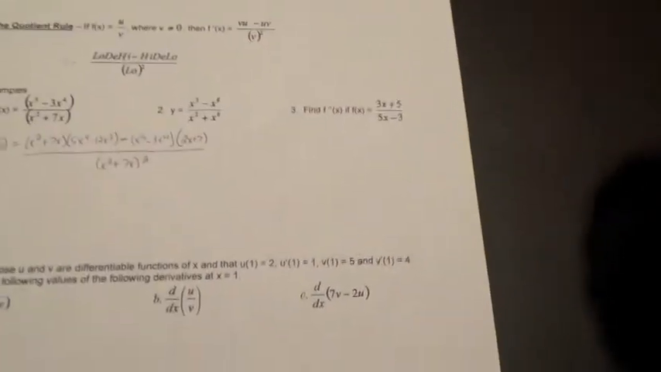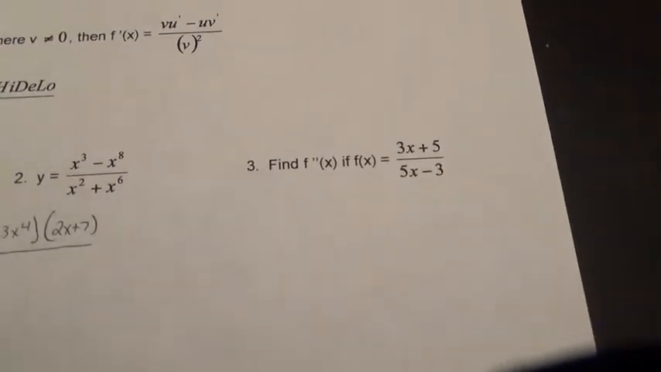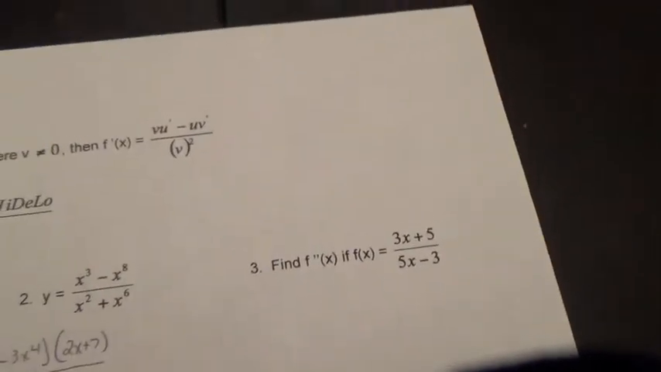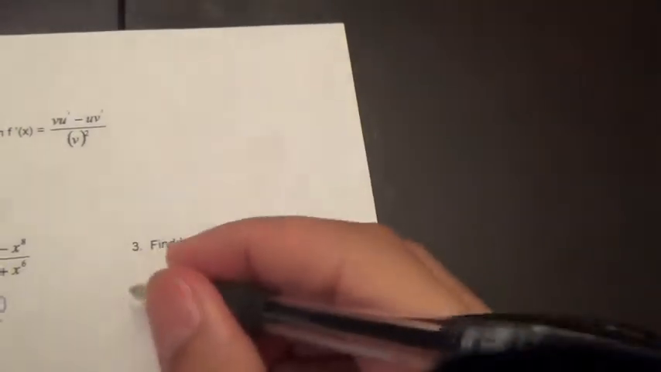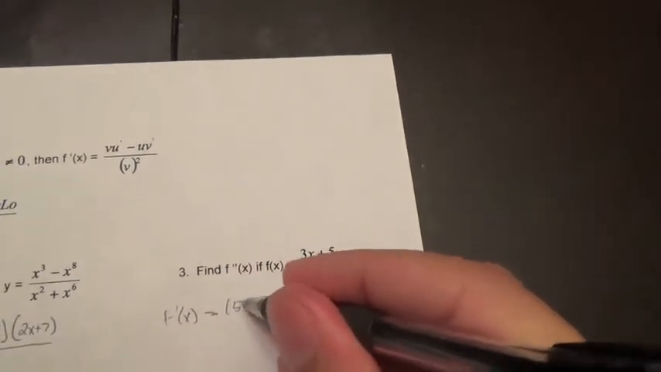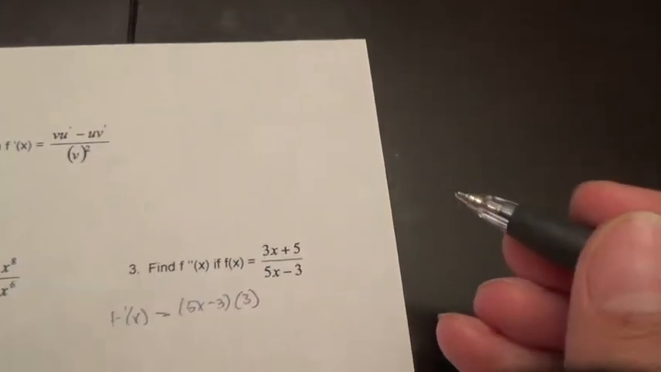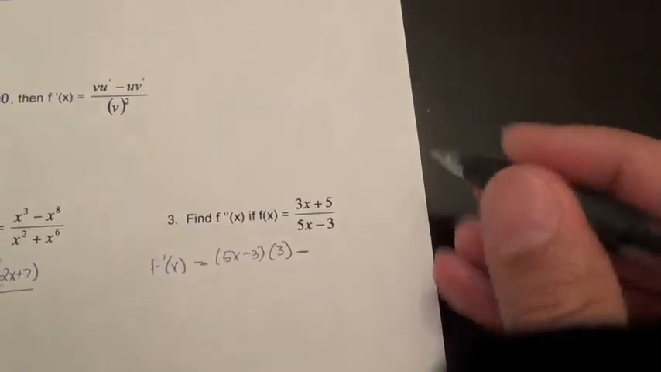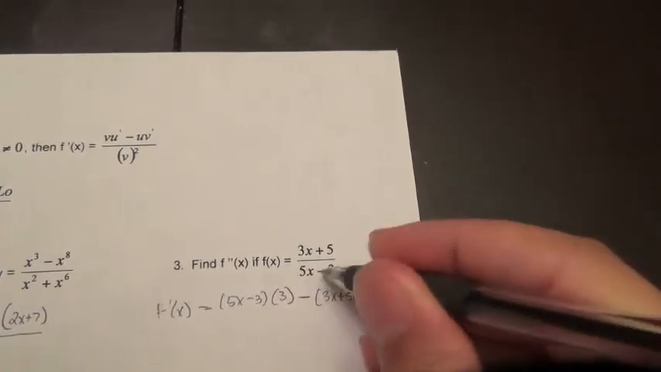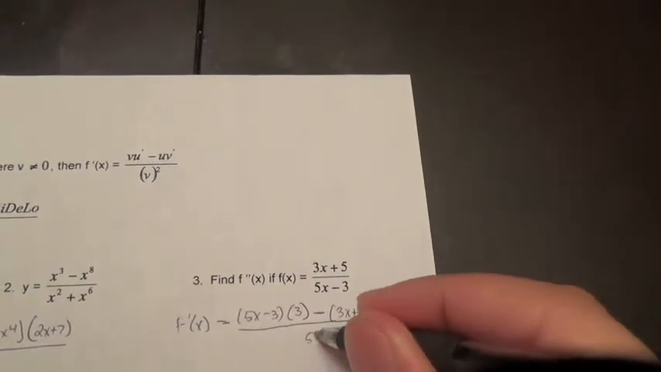Here's our work. Okay, we got that? All right, this one, go ahead and simplify that, and then we'll go through and make sure we all get the same thing. Okay, so f prime: bottom unchanged, so 5x minus 3 times the derivative of the top, which should just be 3, minus the top, 3x plus 5, times the derivative of the bottom, which is 5, all over your denominator squared.